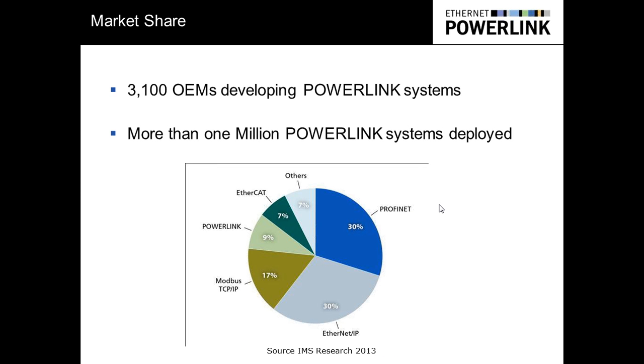Some of you may not have heard of POWERLINK before, but it is actually quite a prominent standard worldwide. This is what the picture looks like, based on IMS research from 2013. You have Profinet and Ethernet IP taking about 30% of the market right now, and then a significant amount of Modbus. But for the real-time applications, you have EtherCAT and POWERLINK running at about 7% and 9%, and then a whole bunch of others at around 7%.